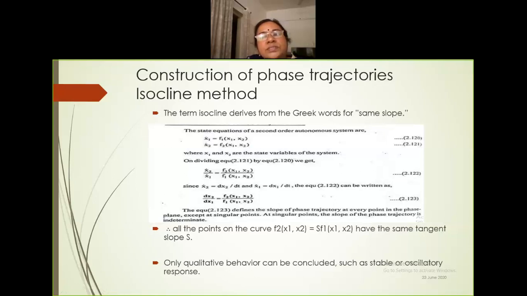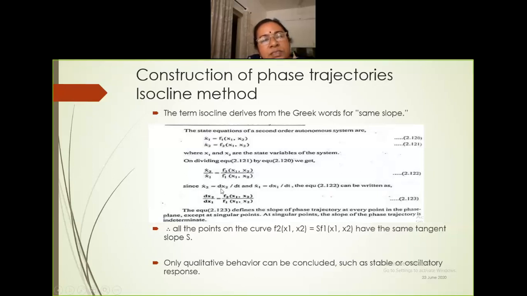The state equations of a second order autonomous system are, there are two, x1 dash and x2 dash, isn't it? Second order system, x dash is equal to Ax plus Bu. So x1 dash is a function of x1 and x2. Clear? x2 dash is equal to a function of x1 and x2. Two state variables, where x1 and x2 are the state variables of the system. On dividing these two equations, what will you get? x2 dash by x1 dash.